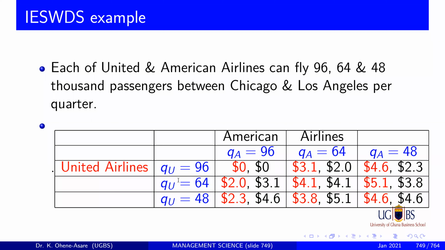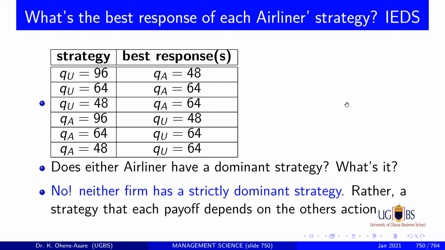If United should now go for 64, which strategy do you think American will go for? United goes for 64, so United is on the 64 line. Which strategy will American go for? American will also go for 64 because 4.1 is bigger than the rest. So American changes his strategy. So we can now conclude that American also does not have a dominant strategy.